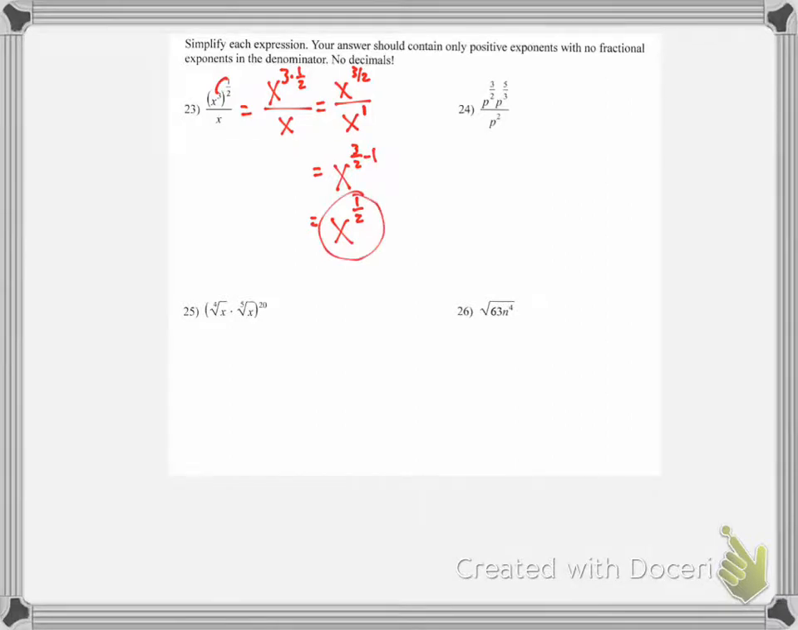Number 24, we've got a similar looking problem here. We've got 2 of the same base on top of the fraction and then the same base on the bottom. If I have 2 of the same base on the same side of a fraction, I add my exponents together. So I'm going to go ahead and take p to the 3/2 plus 5/3 over p squared.